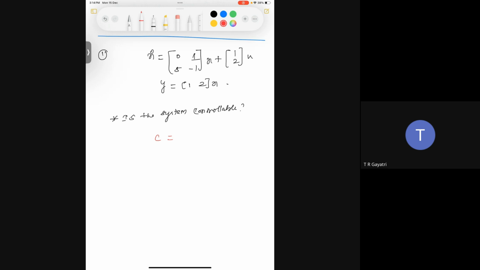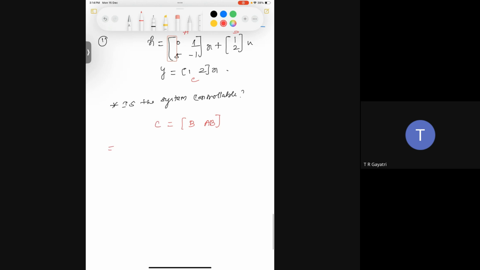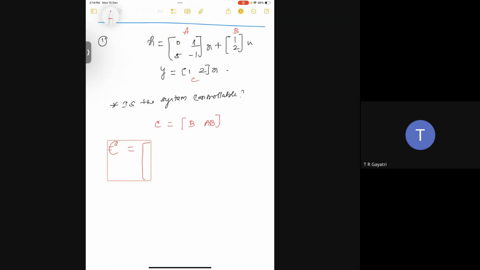What is the order of the system? 2. Two. So we will take only B and AB. If it is 3, then A square B will come, right? This is the A matrix, this is the B matrix, and this is the C matrix that we know, right? So the controllability matrix, this is capital C. You have to write the B matrix as it is.